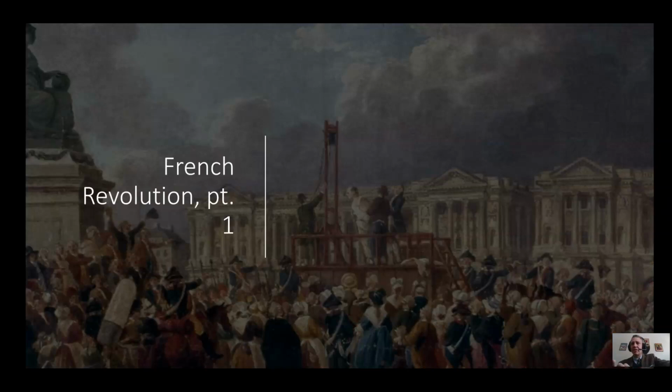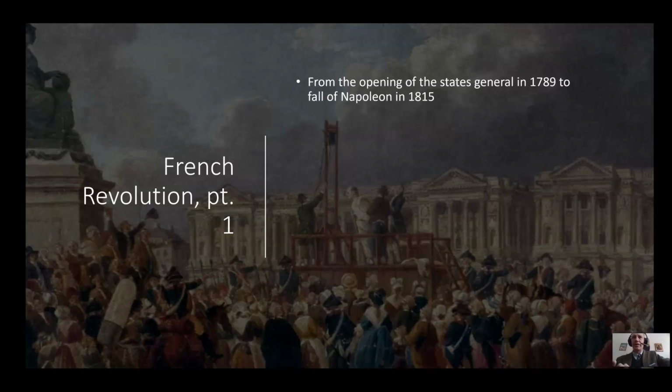Okay, let's talk about the French Revolution. We're going to break it down into 3 parts. The French Revolution, in the first part, begins with the opening of the Estates General, which is the French Parliament, in 1789, with the permission of King Louis XVI, looking at some reforms, this kind of thing, and it started off pretty well. It ends with the second fall of Napoleon in 1815, and his defeat at the Battle of Waterloo.